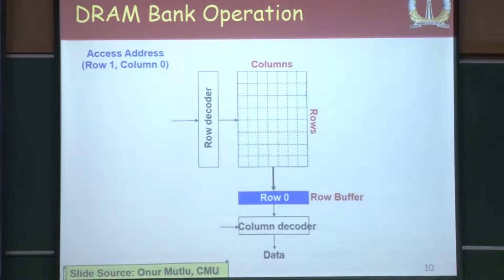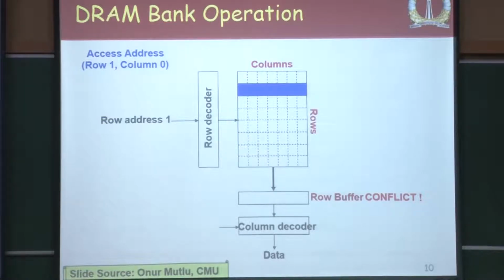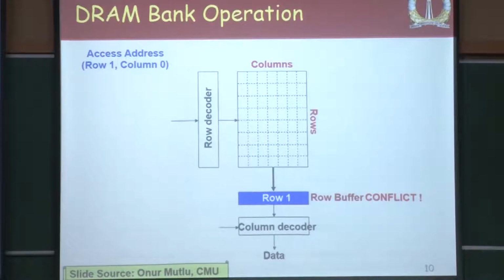Whereas, if you want to access row 1, column 0, currently row 0 is there in the row buffer. So, this is a row buffer miss, and what you do is a pre-charge, which basically writes the data back into the device, and then you access the corresponding row and get it to the row buffer, and after that your access happens. Okay? So, this is how the activities happen in a DRAM memory. Is that clear? Any questions so far?